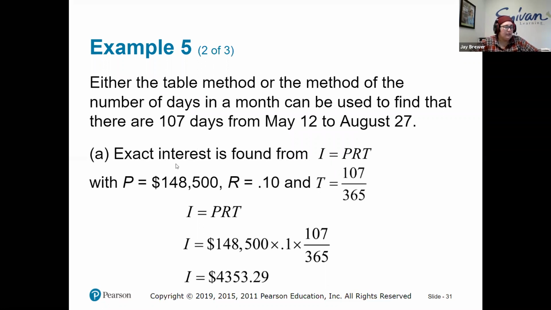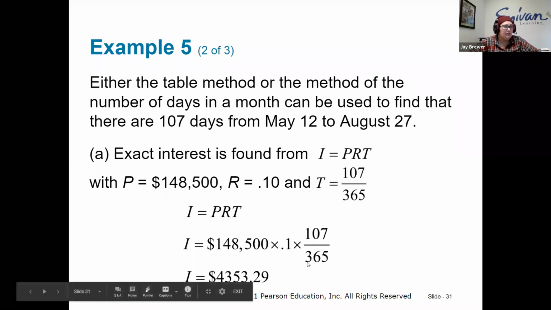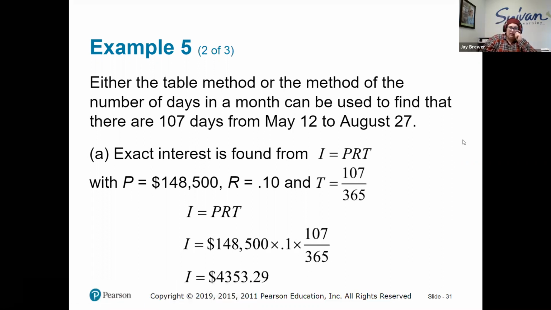So for the first one, if we're doing exact, here's the only difference between the two. Exact, they're going to use 365. For part B, they're going to find it the exact same way, no pun intended, except it's going to use 360, not 365. Okay.